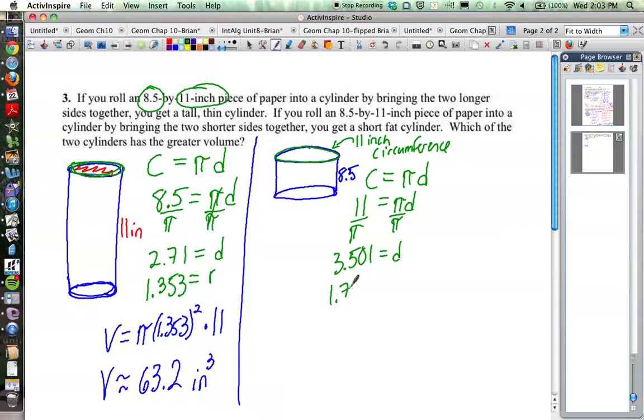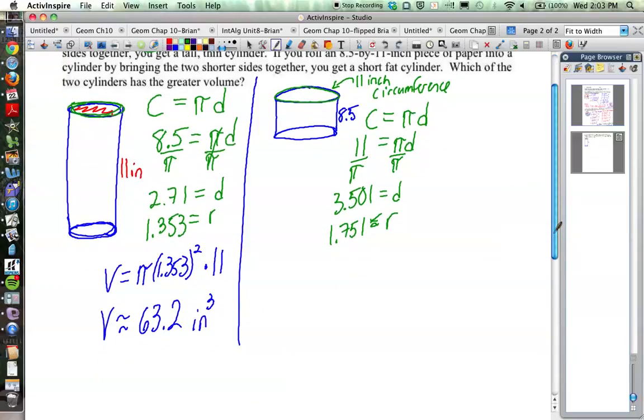So 1.751 approximately will be our radius, 1.751 inches. The radius of the base. Okay, so now let's go ahead and get the volume. Once again, volume is the area of the base times the height. So the base is a circle. So pi times 1.751 squared, that's the area of the base, times the height, which in this case is 8.5 inches. So that's something we can just punch into our calculator and work out. That is approximately equal to 81.8 cubic inches.